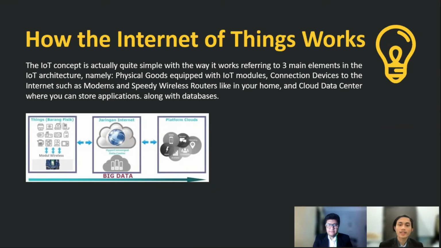How the Internet of Things works. The IoT concept is actually quite simple in the way it works, referring to three main elements in the IoT architecture. Namely, physical goods equipped with IoT modules, connection devices to the internet such as modems and speedy wireless routers like in your home, and a cloud data center where you can store applications along with databases.